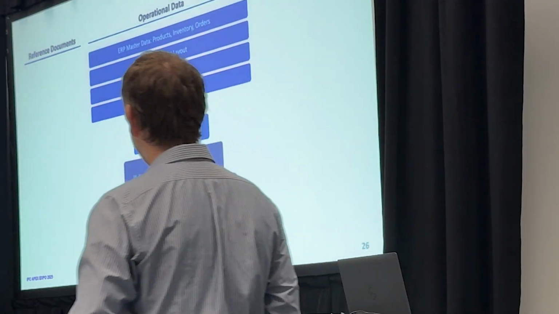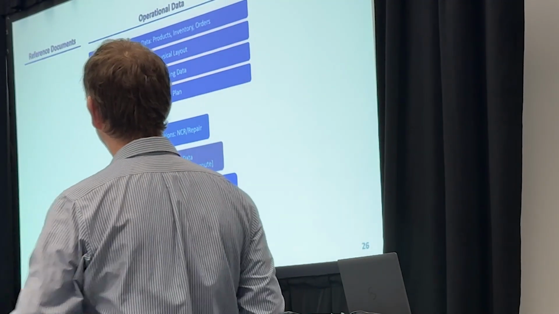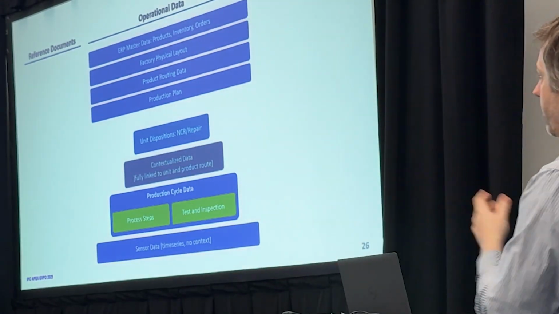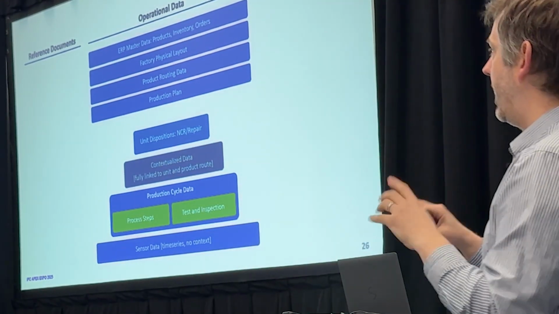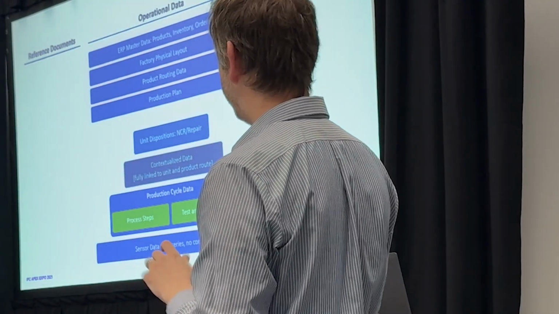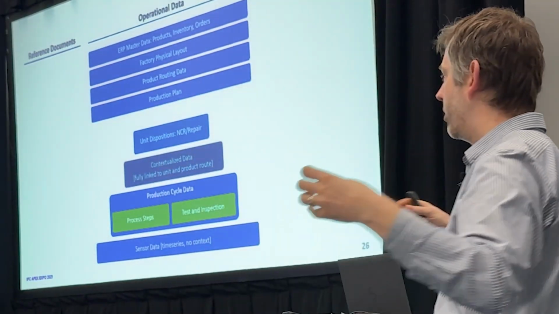And then it lives in a context, right? From the top down here, you've got maybe your master data in the factory: what products do I have as my inventory, what orders am I trying to fulfill? You have the context of the factory physical layout. What are my lines?